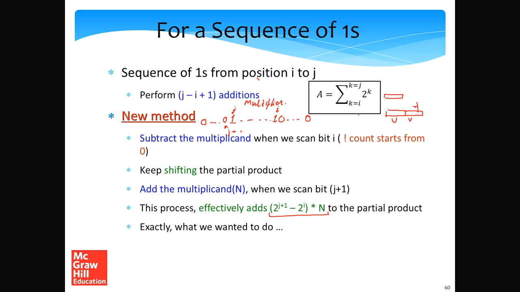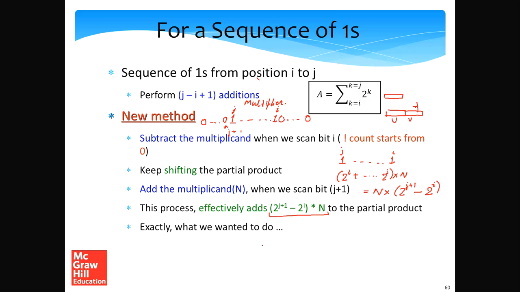I mean, in this case, when we have a continuous sequence of ones from i to j, what we are adding to the partial product is essentially a summation of 2 raised to the power i till 2 raised to the power j, multiplied by the multiplicand. So the summation of this, as we have seen, is 2 raised to the power j+1 minus 2 raised to the power i, times the multiplicand. So this is exactly what we wanted to do.